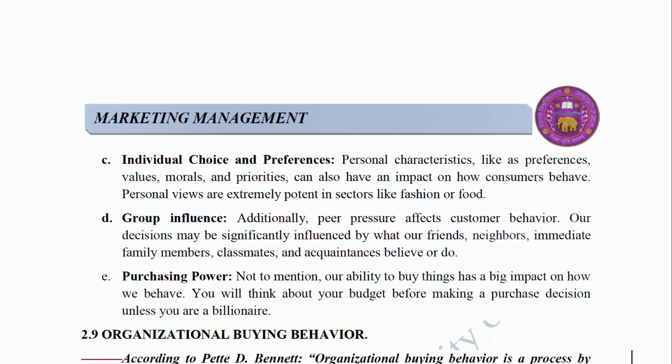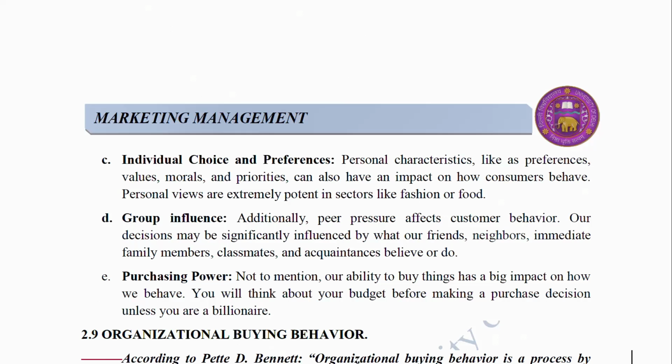C. Individual choice and preferences. Personal characteristics such as preferences, values, morals, and priorities can also have an impact on how consumers behave. Personal views are extremely potent in sectors like fashion or food. D. Group influence. Additionally, peer pressure affects customer behavior. Our decisions may be significantly influenced by what our friends, neighbors, immediate family members, classmates, and acquaintances believe or do.